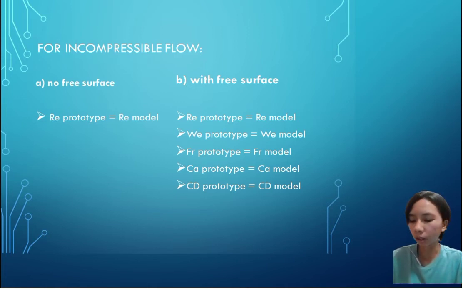The Ca prototype, Ca means the cavitation number, or Ca prototype is equal to Ca model. The Cd prototype, or Cd means drag coefficient. Drag coefficient prototype is equal to drag coefficient model.